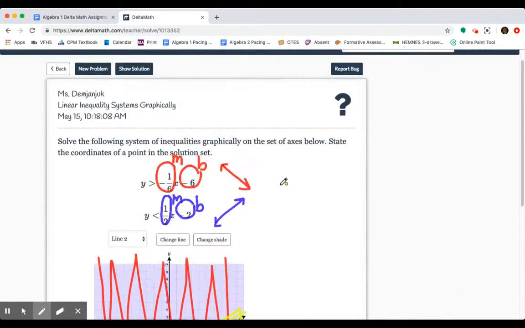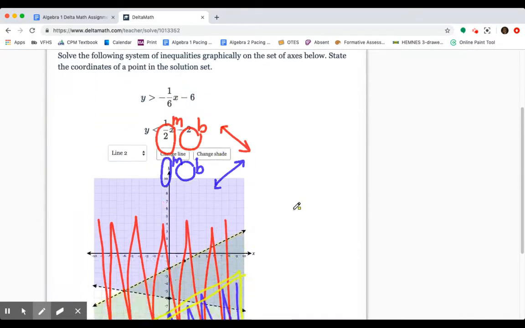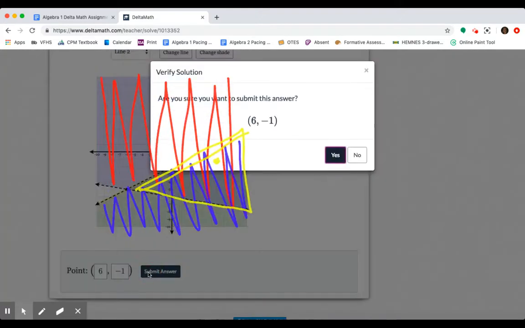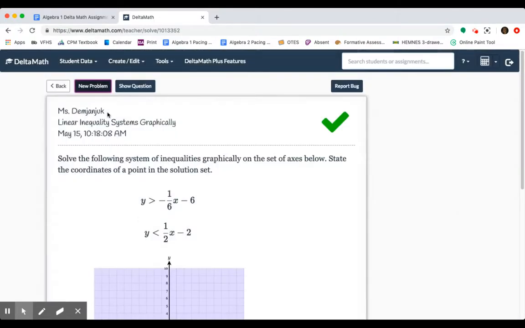And so when it's asking you to state the coordinate of a point in the solution set, it's just asking you to state any point that's in this yellow area right here. So I'm just going to pick any random point that's in this yellow area. I'm going to do this point right here. And I just need to label that point as a coordinate point. It went right 6, so 6, and it went down 1, so -1. We can do another problem.